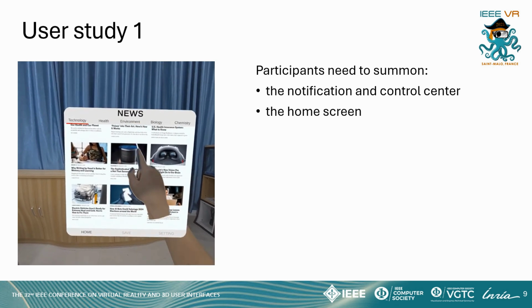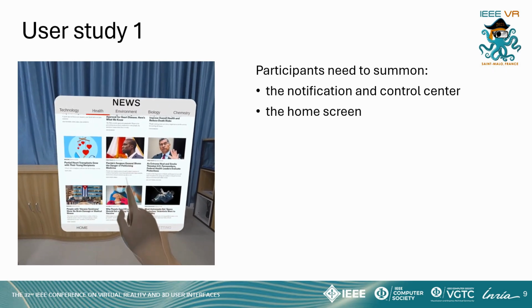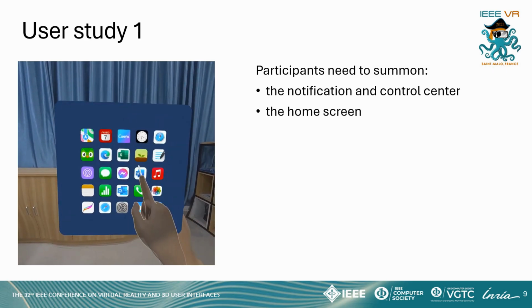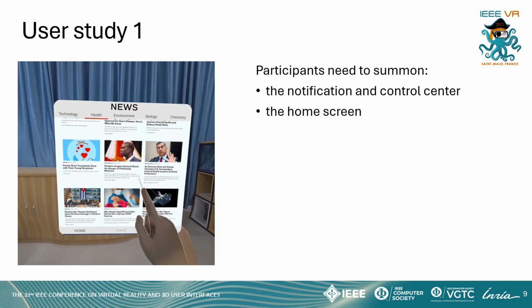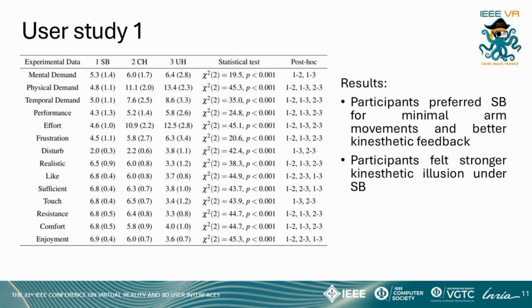Participants need to summon the notification and control center and the home screen. The results show that SB reduced summon time by 39% compared to CH and UH. No significance in error rate. For user experience, participants preferred SB for minimal arm movements and better kinesthetic feedback. Participants felt stronger kinesthetic illusion under SB.